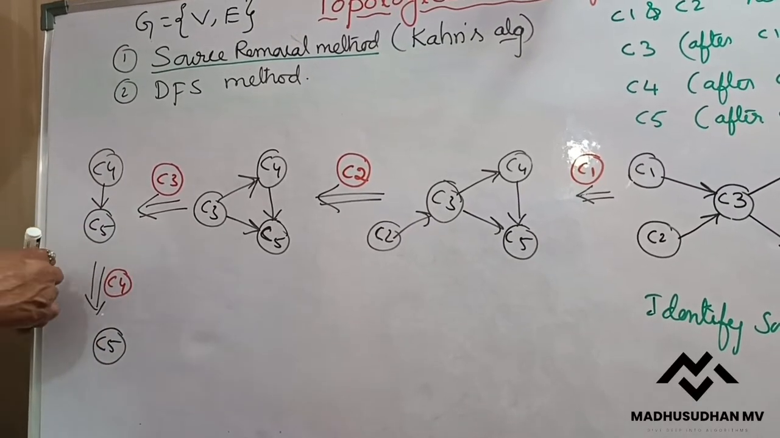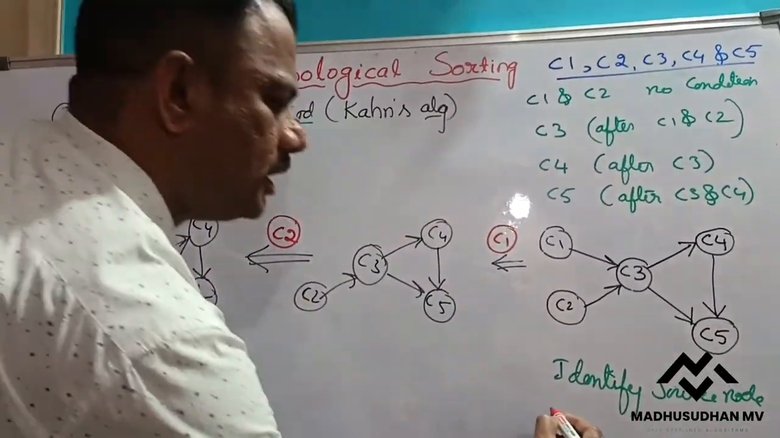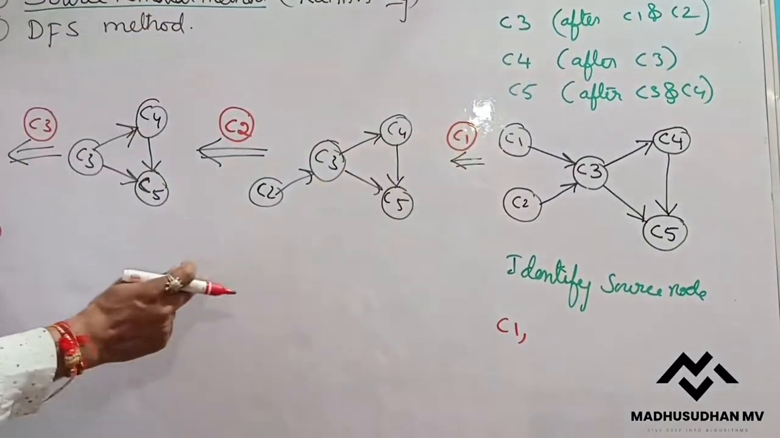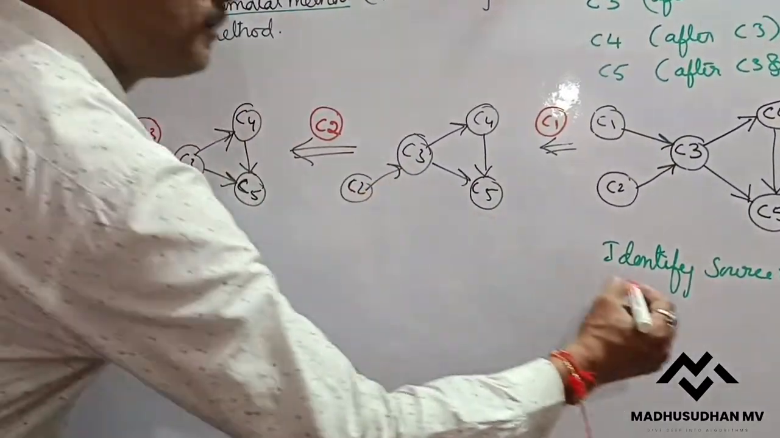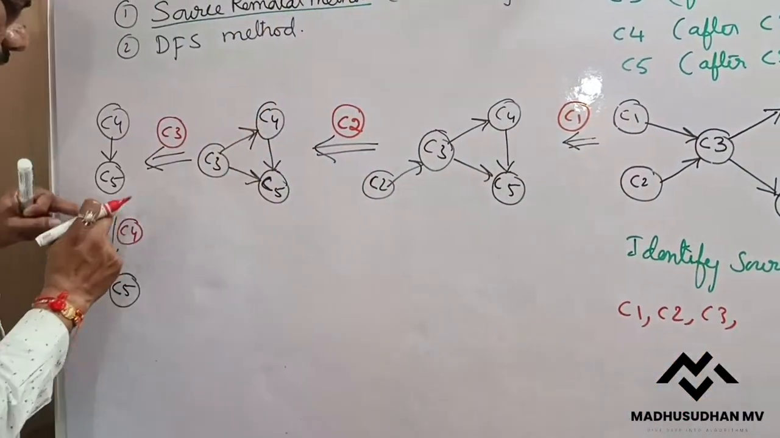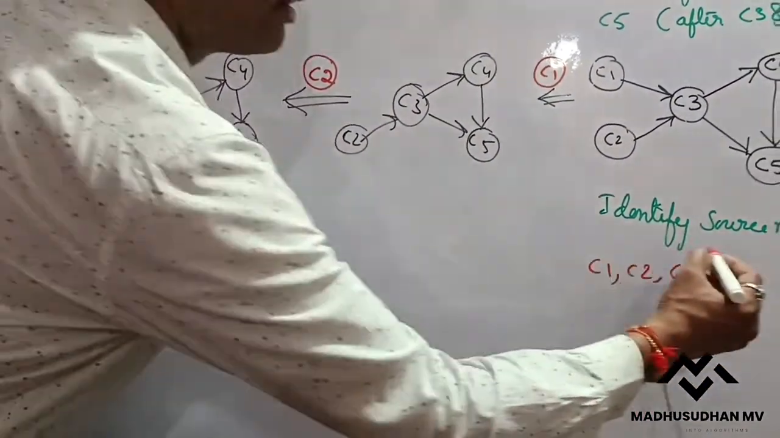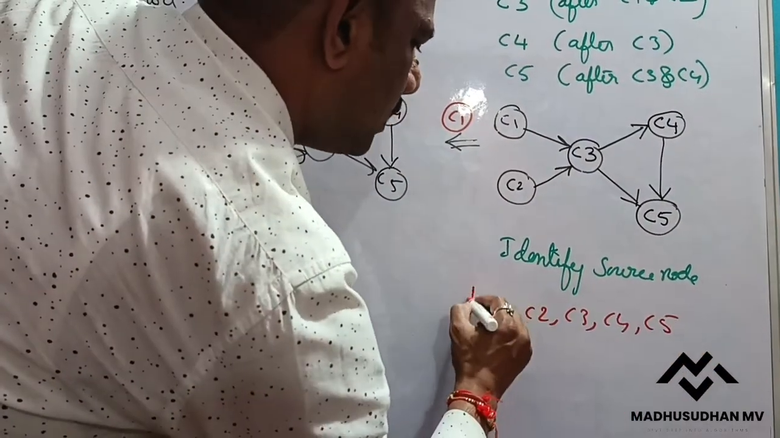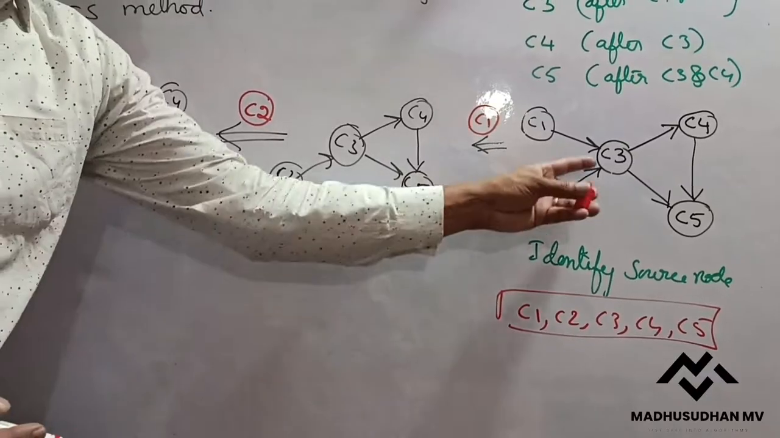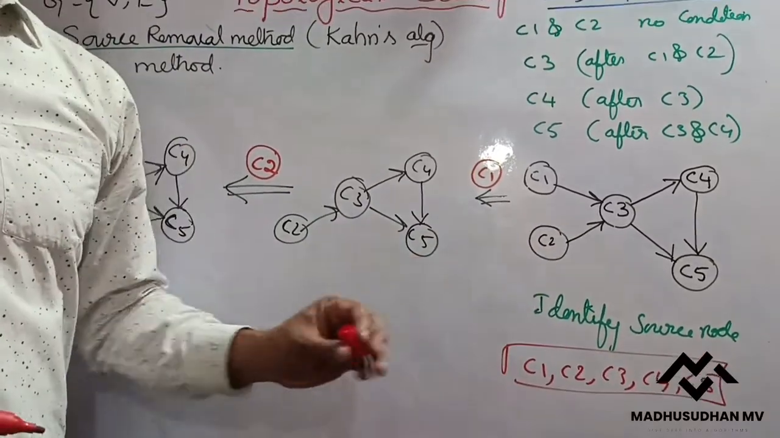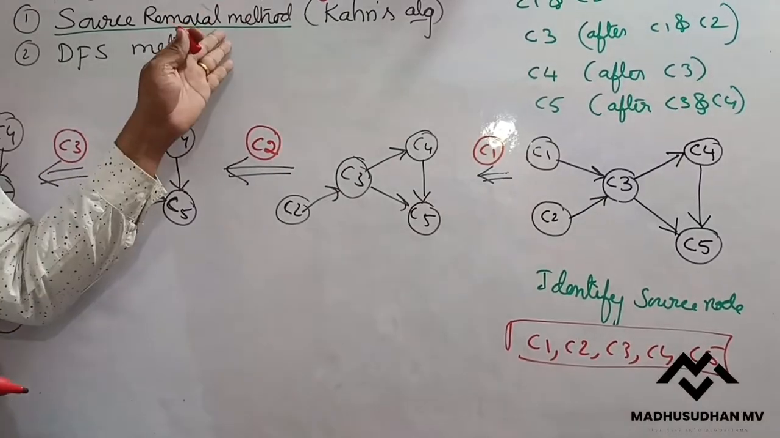So now, what order did I remove them in? I removed C1 first. Then I removed C2. Then I removed C3. Then I removed C4. Then I was left with one, and this also I removed. Okay, that means this is my order. That means I visited the nodes of the graph in this order. This is topological sorting, a linear ordering, by applying the source removal method.